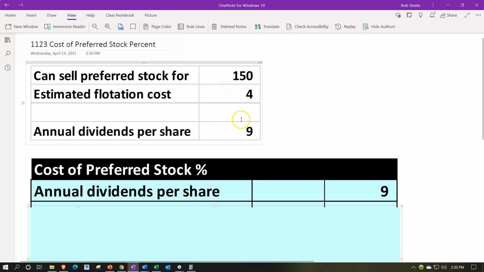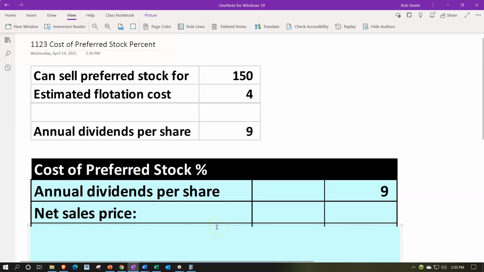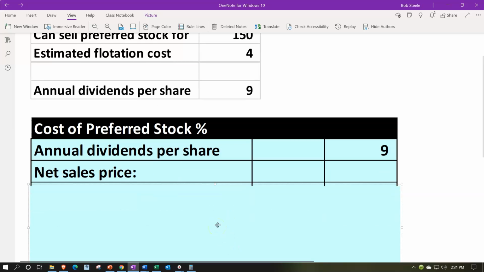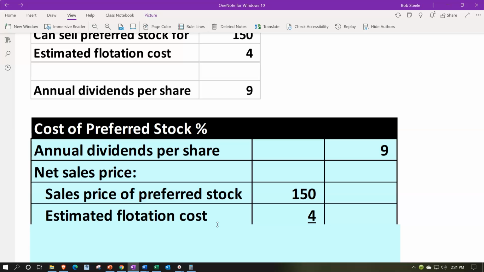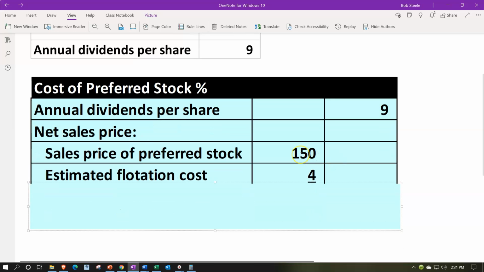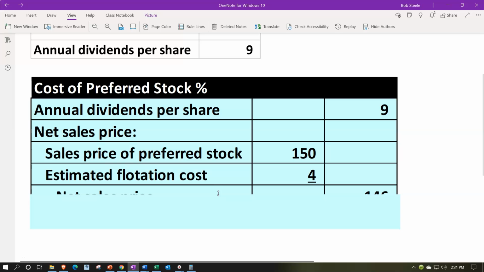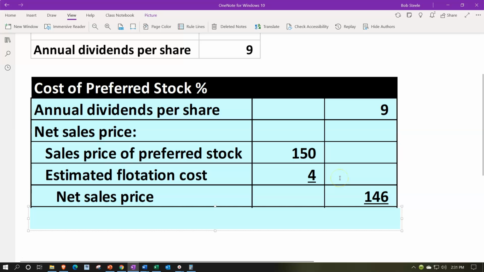But we're not actually going to get $150 because there's a one-time cost. So that's why I'm going to have a subcategory of the net sales price, I'm going to call it, which is the sales price of that $150 minus the flotation cost. These two costs are not the same, in that the $9 cost is what we think we're going to have to pay on an annual basis, whereas the flotation costs are the costs for us to get the money out there right now. So in order to get the $150, we're not actually going to get $150 after we make the sale, because although that's the price, we have to pay out the $4 at that same point in time, and we're actually going to get then the $146.